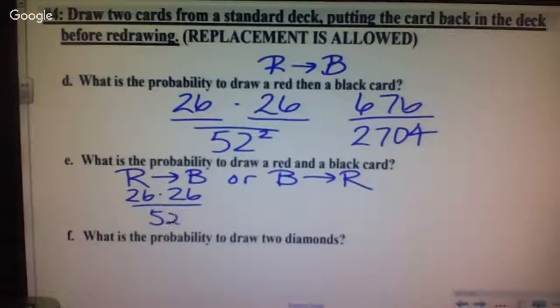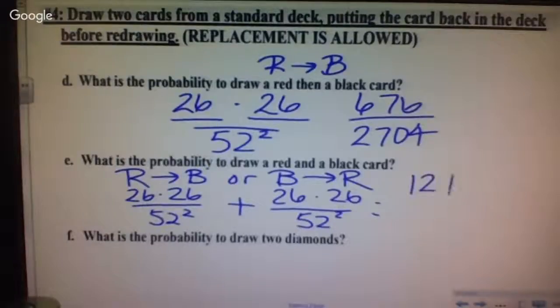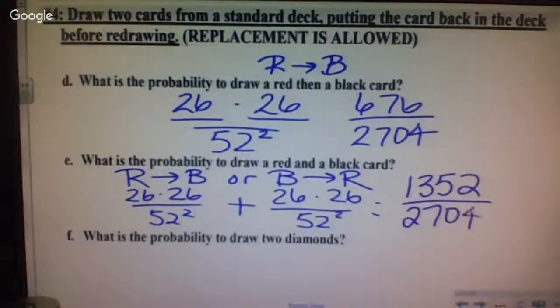Is this the same answer? "Or" means I'm going to add 26 and 26 again. So now instead of 676, we're now at 1352. So basically what you just did was you doubled your chances because the order matters.